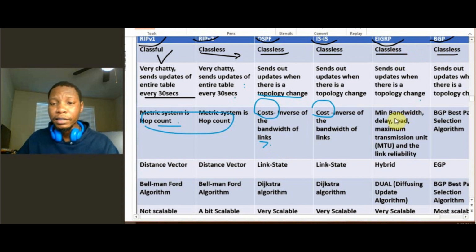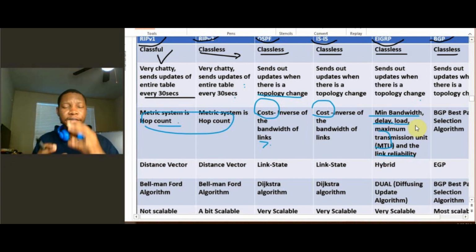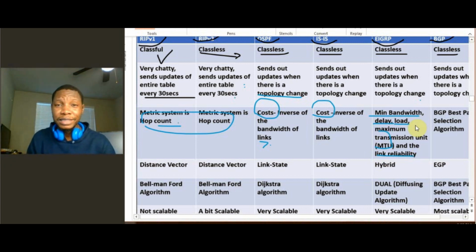Now EIGRP has a bunch of factors. It has factors like minimum bandwidth, the delay across the link, load, MTU, and reliability of the link. It has a lot of factors, but EIGRP was still distance vector in nature because it considered distance to reach something. But it also considered link attributes and delay. So it was kind of like a hybrid because it uses the best of both worlds, the distance vector information and also link state information.